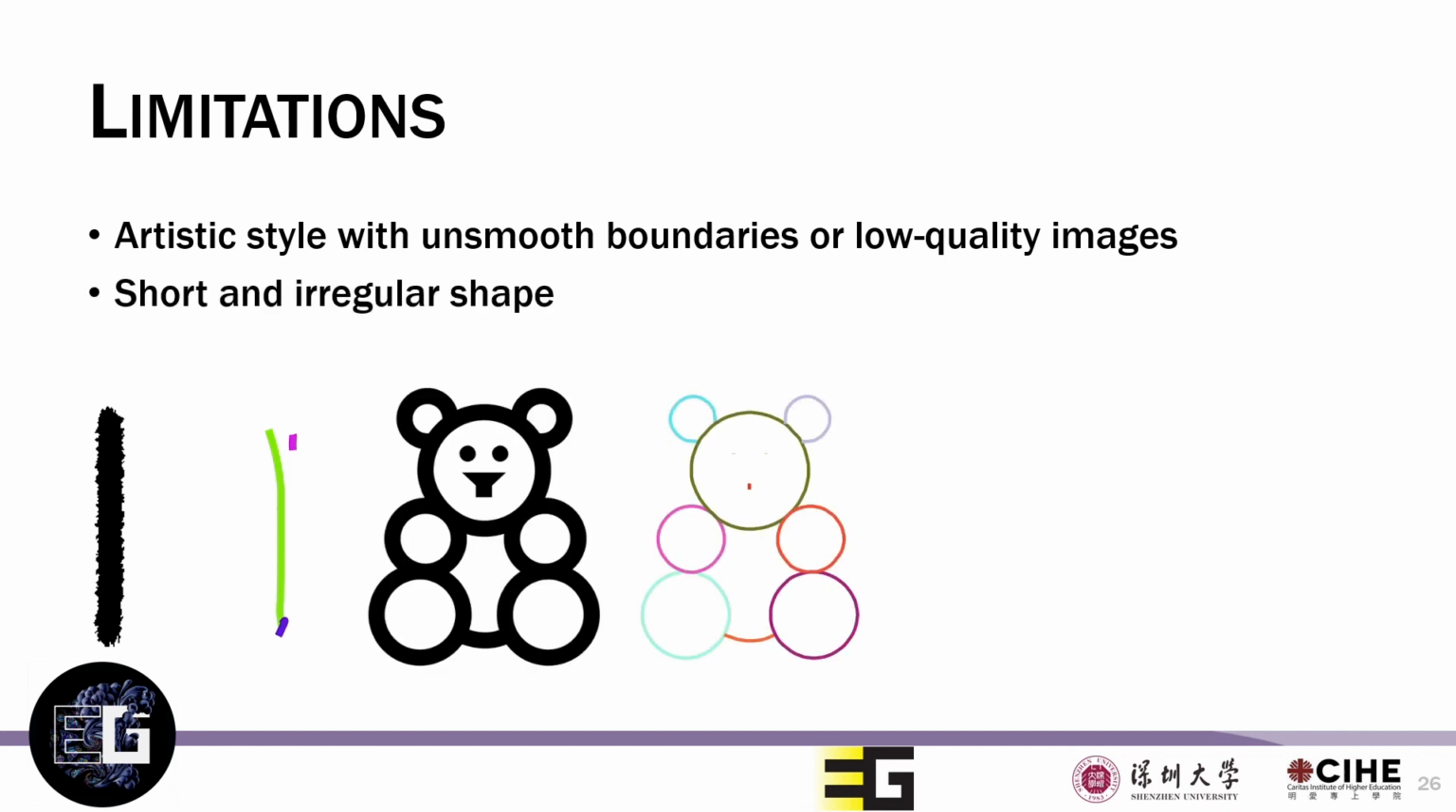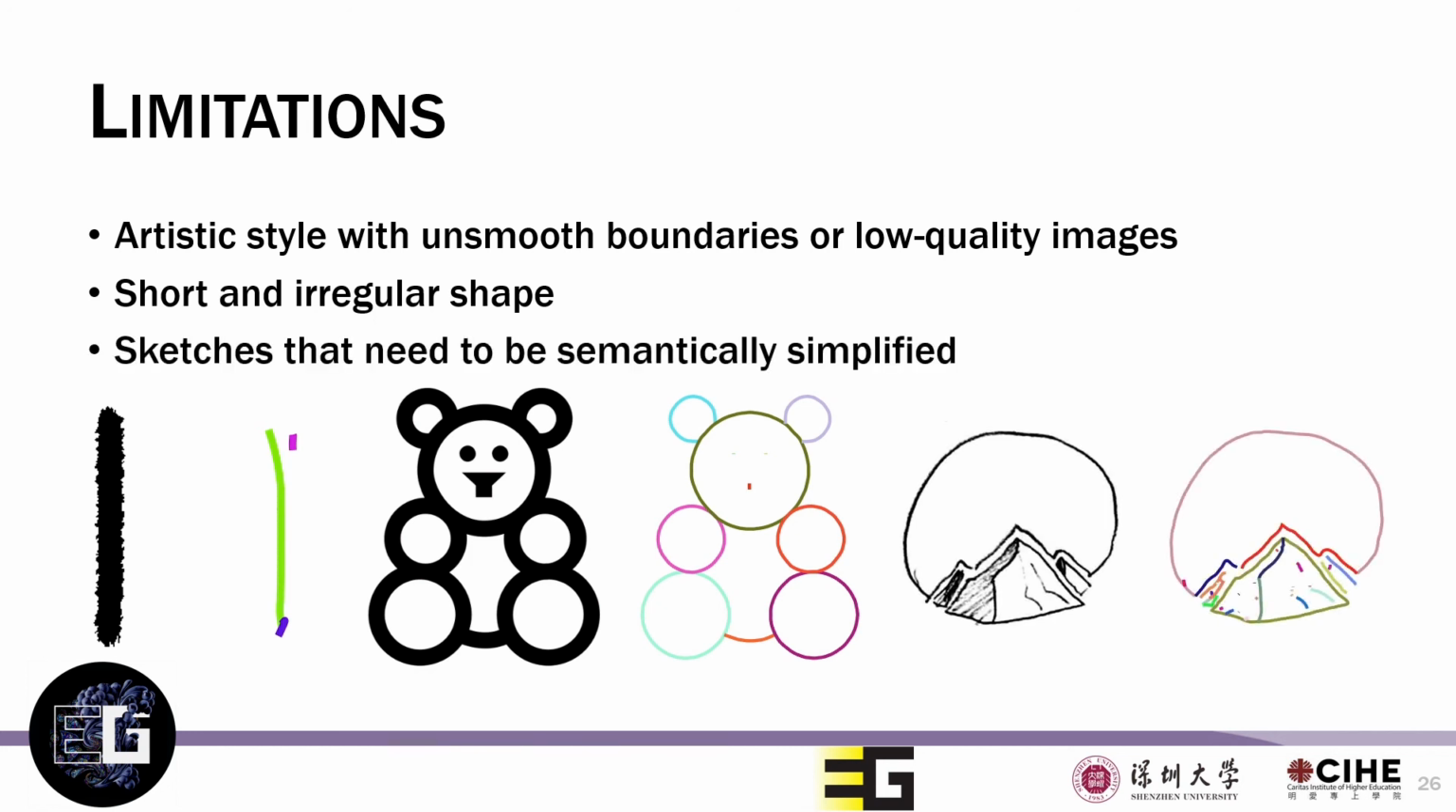Moreover, some very short and tangent inconsistency skeleton segments might be mistakenly classified as spurious spikes and removed, as shown in the nose of the bear. Our method is not designed for sketch images. Sketches require semantically simplified lines, and our method preserves each curve faithfully.